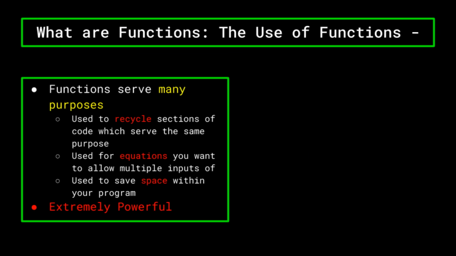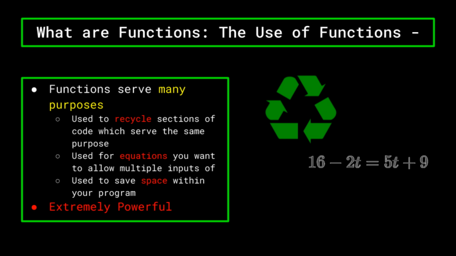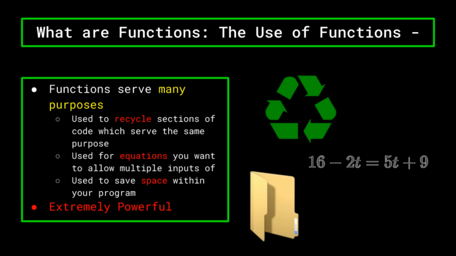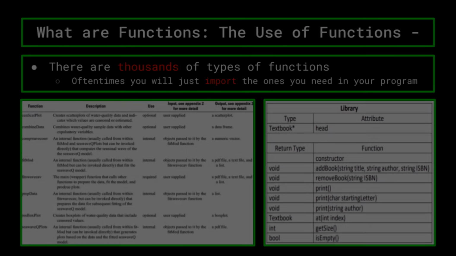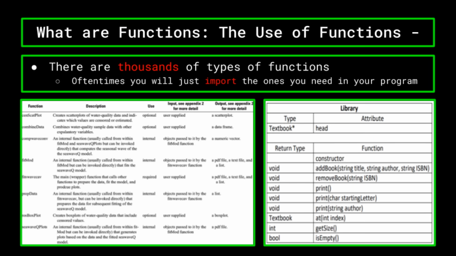Oftentimes in your program, there are going to be sections of code which are repeated and serve the same purpose, or equations which you want to allow differing inputs of. And so you can use functions in order to condense these down into singular lines of code to save both time and reduce clutter in your code. As you will see soon, functions are extremely powerful and will definitely be something you utilize all the time in your computer science journey. The print statement is just one example of functions in everyday code.